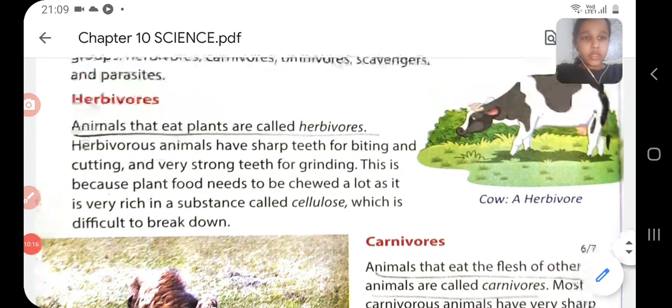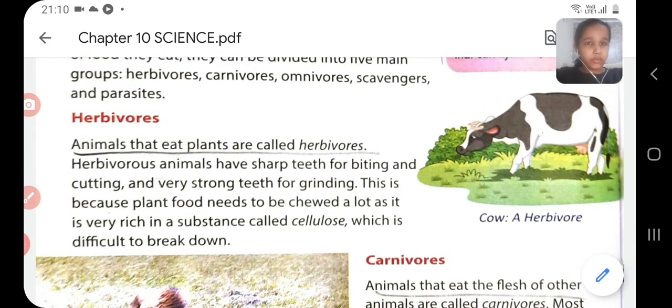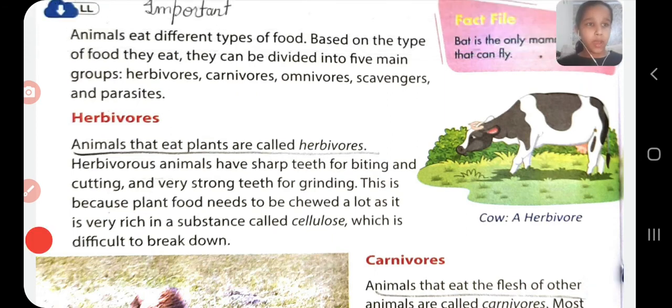So these animals are called herbivorous. They have sharp teeth for biting and cutting the food and plants, and very strong teeth for grinding, meaning khane ko chabana. This is because plant food needs to be chewed a lot as it is very rich in a substance called cellulose, which is difficult to break down.